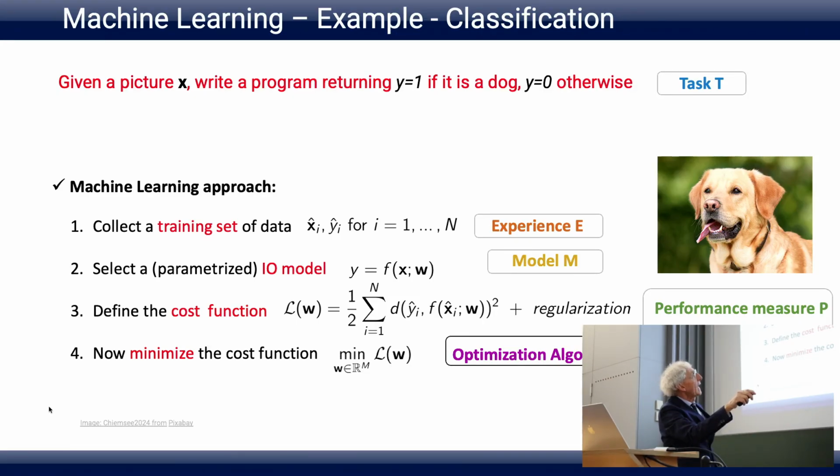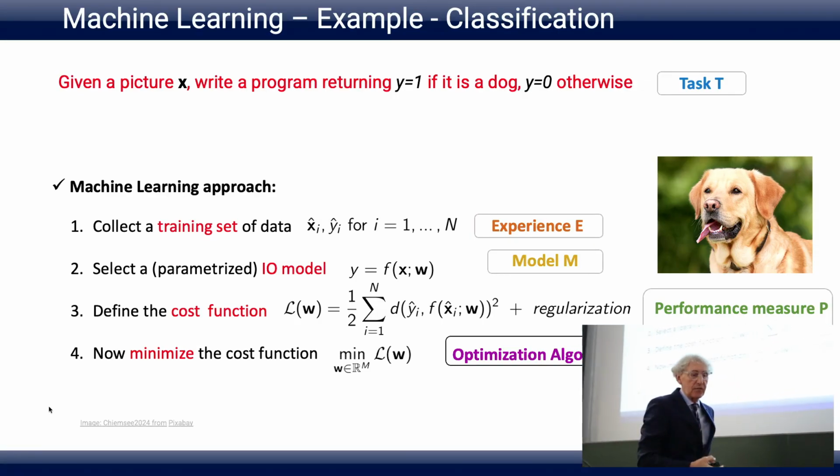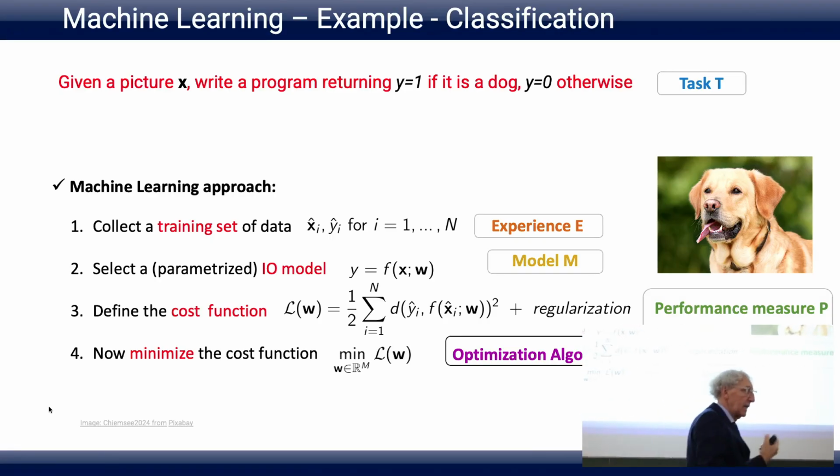So you have the task, you have the experience in the form of data, you have a model in the form of a mathematical function, and you have a performance measure, which consists in choosing this function that measures the error, say. And of course, one of the very big tasks is how you compute the minimum of this function. You need an optimization algorithm, a minimization algorithm, and this is extremely expensive.